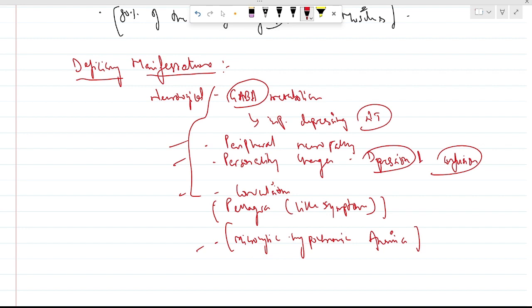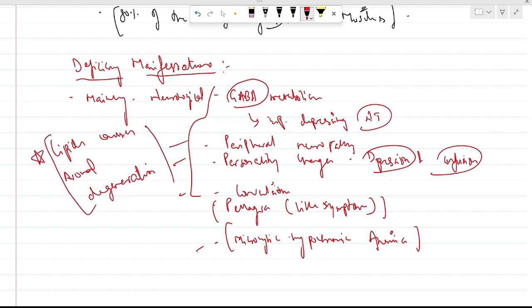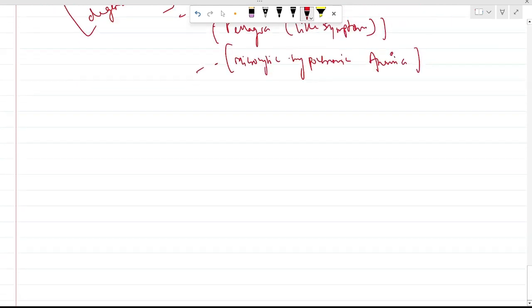So why are these deficiency manifestations mainly neurological? Because this causes axonal degeneration. Remember this important point. This leads to neurological manifestations, as PLP is involved in GABA metabolism. So we've seen this deficiency manifestation, nothing much to see here.